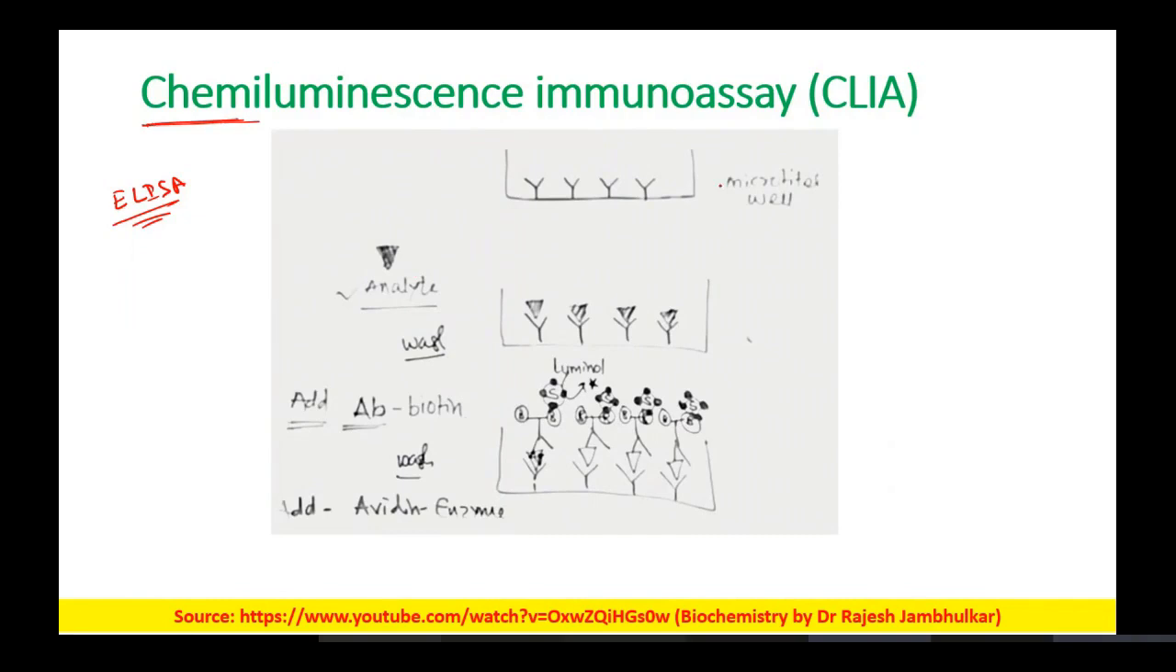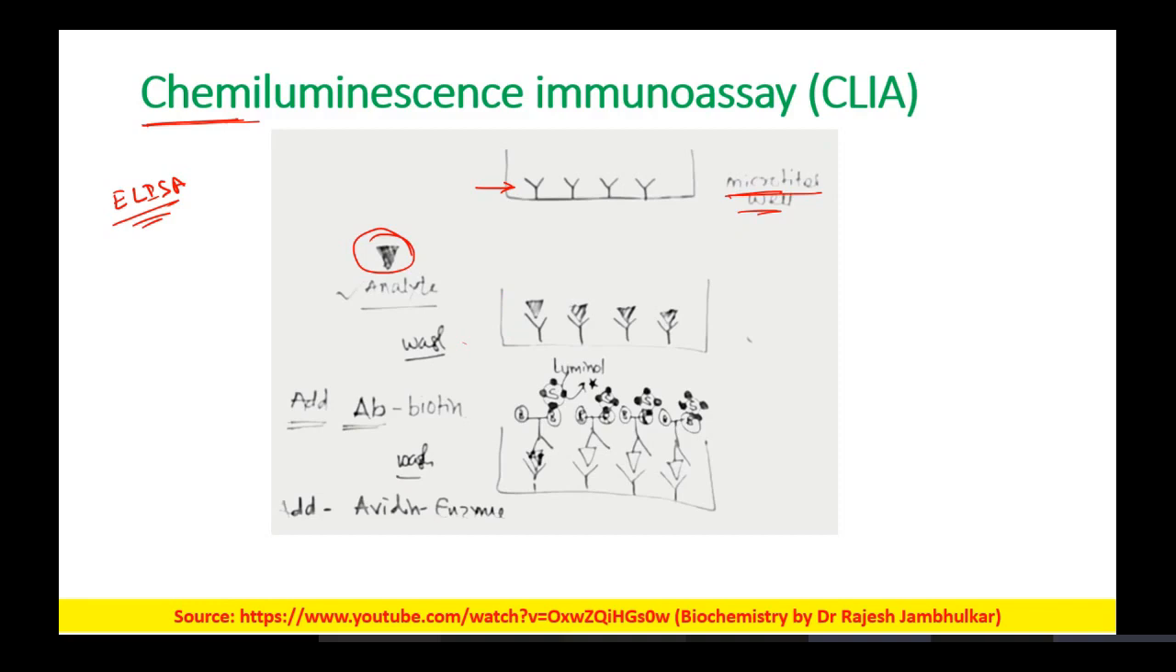Say, for example, you have a microtiter well, and in that well you have immobilized the antibodies. Then you add an analyte within the microtiter well, and if these analytes are specific to this antibody, they will bind with the antibody. Thereafter we give a wash, and any excess analytes will be washed out.